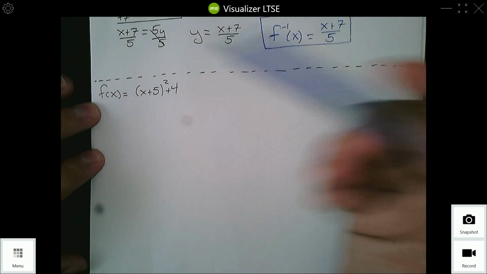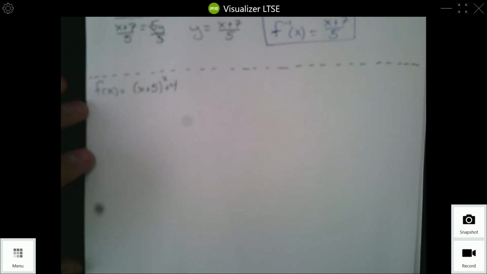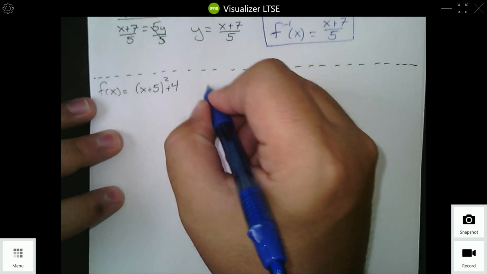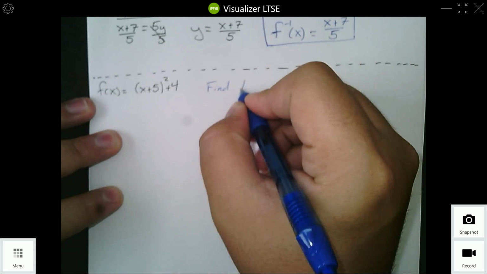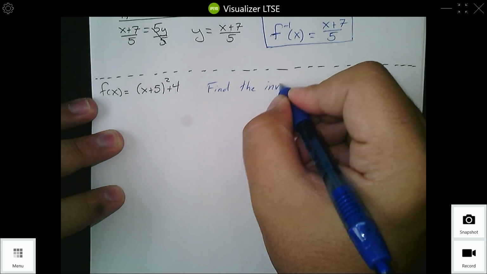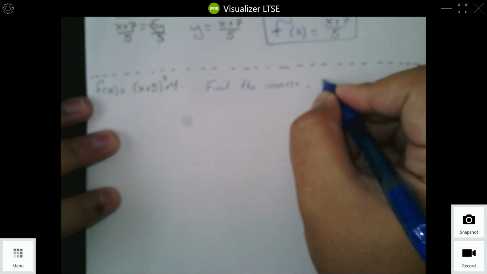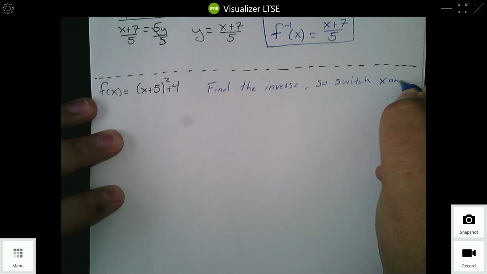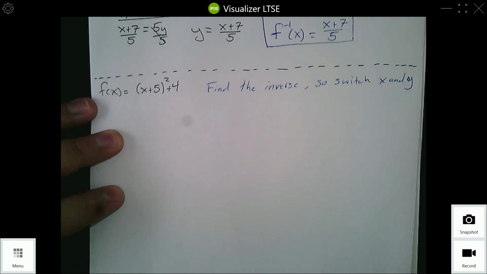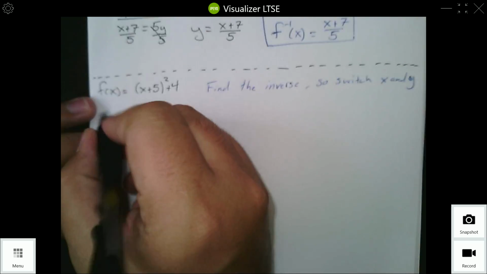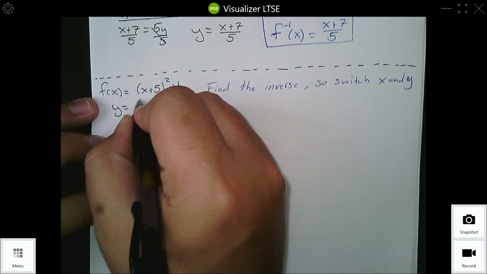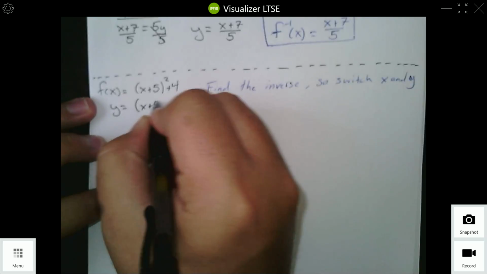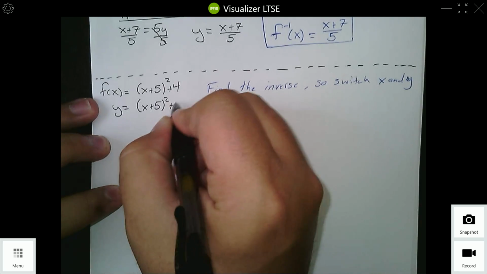So, once again, I want to find the inverse of this function. So, we say find the inverse. So, just switch x and switch x and y. I'm going to rewrite it in terms of y first. y is equal to (x plus 5) all squared plus 4.